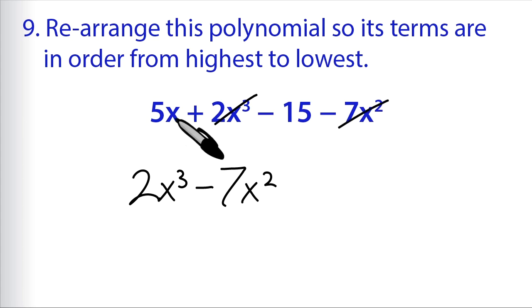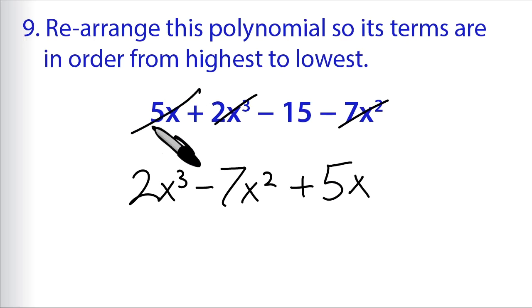So now we have a degree of 1 and a degree of 0. So the next one is the degree of 1. And it doesn't have a symbol in front of it, so that means it's positive. So we'll add that, 5x. And now all we have left is this 15, but it's being subtracted, so that means it's a negative term, minus 15 or negative 15. So here is the polynomial arranged in order from highest degree to lowest degree.